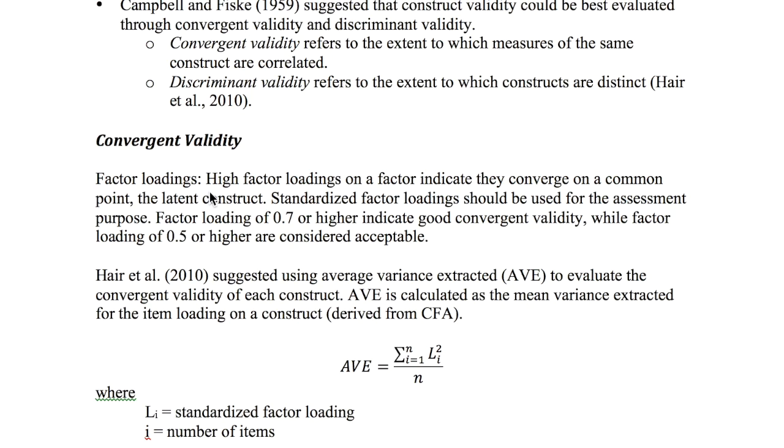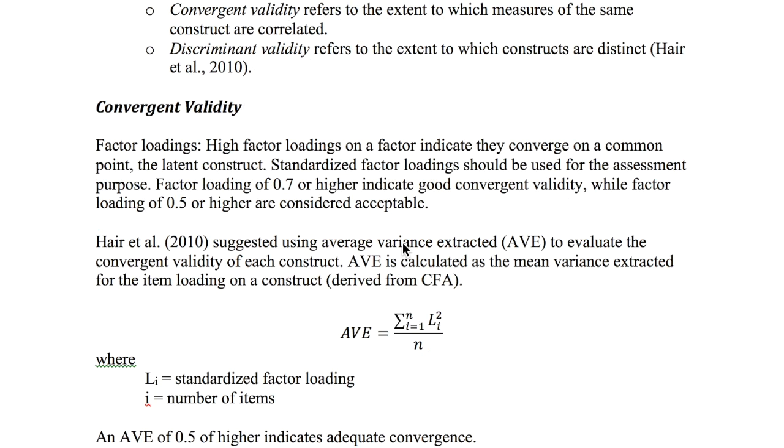The first method is to use factor loadings. High factor loadings on a factor indicate they converge on a common point, the latent construct. Standardized factor loadings should be used for the assessment purpose because they range from -1 to +1. Factor loadings can be extracted from the confirmatory factor analysis. The rule of thumb is that factor loadings of 0.7 or higher indicate good convergent validity. In addition, factor loadings of 0.5 or higher are considered acceptable.